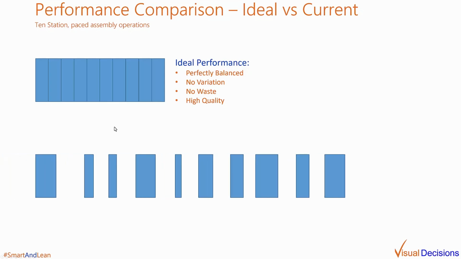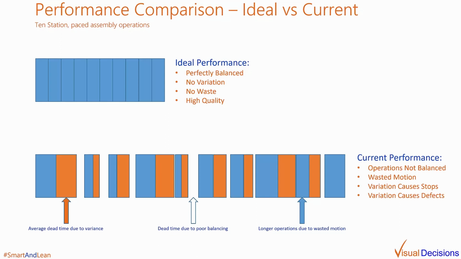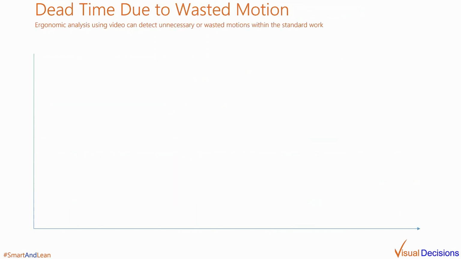Reality sometimes looks a bit different than that, though. Some of our operations may be longer due to wasted motion than they are in an ideal situation. We may have dead time on average due to variance within that operation. We may also have dead time due to poor balancing. And let's see what all of those mean. From a current performance perspective, we have operations not balanced, wasted motion, variation causing stops, and also defects. And we're losing a lot of efficiency because of these different problems.